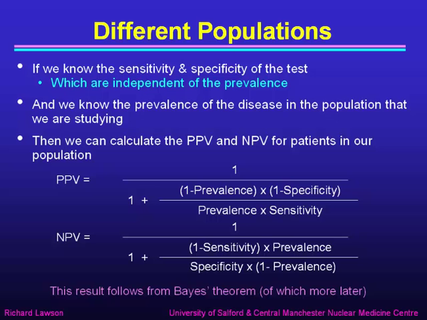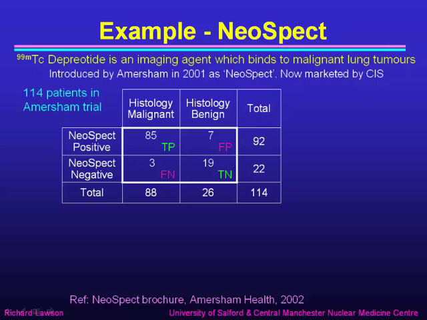So as I said, if you know the sensitivity and specificity of the test and you know the prevalence in your population, you can calculate both the positive predictive value and the negative predictive value. Here's an example from the real world. This is actually for a radiopharmaceutical called SPECT. Actually, its proper name is technetium-99 depreotide, an imaging agent which binds to malignant lung tumours, and it was introduced by Amersham in about 2001, and they sold it as SPECT, although now it's marketed by CIS as depreotide.